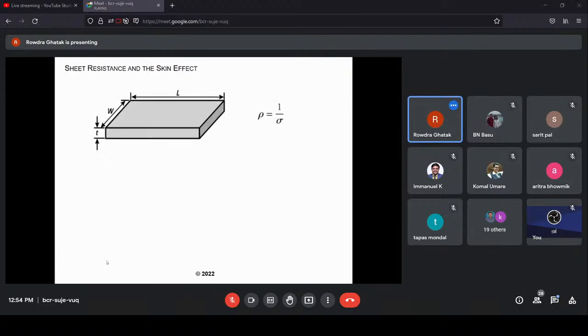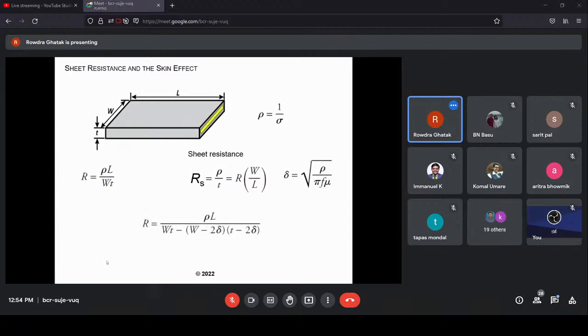And obviously, to consider the sheet resistances, you need the standard relations for sheet resistances here. And consider the skin depth that has to be separated out from the two sides. And then we have to subtract 2 delta from the width and from the thickness. Then you will get the appropriate value. If you just use rho L by W into T, width into the thickness, you may not get that in the high frequency ranges. You may be having the wrong calculation of the sheet resistance.